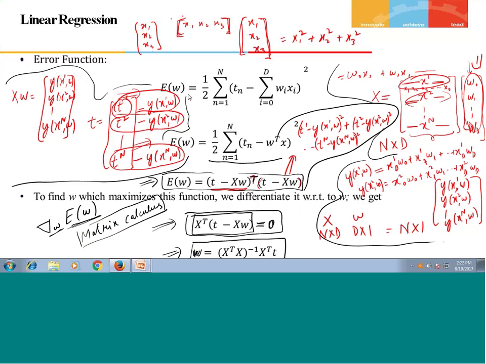Somebody is asking, sir, you have written W which maximizes the function, which needs to be minimized, right? This is an error. Fine. Right. You are right, sir. So this is the error function. We need to minimize it.